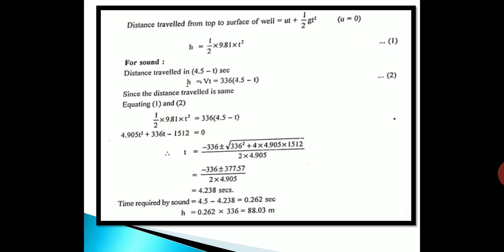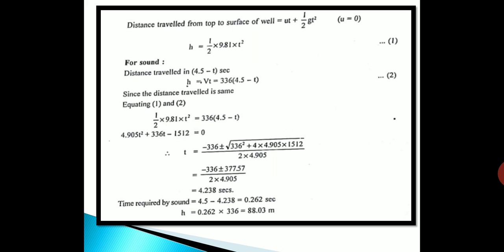Now the distance travelled from the top surface of the well to the surface of the water, let this be h or s, whatever term you use, but use the constant term. So we can write the equation h equals ut plus half gt square. This is the stone falling. We are not throwing the stone, the stone is falling. So initial velocity u becomes 0. Therefore, h is equal to half gt square. Let this be equation 1.